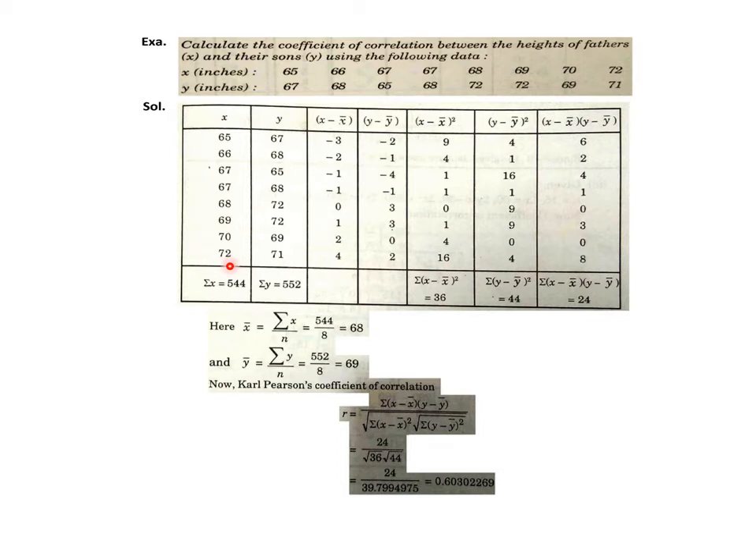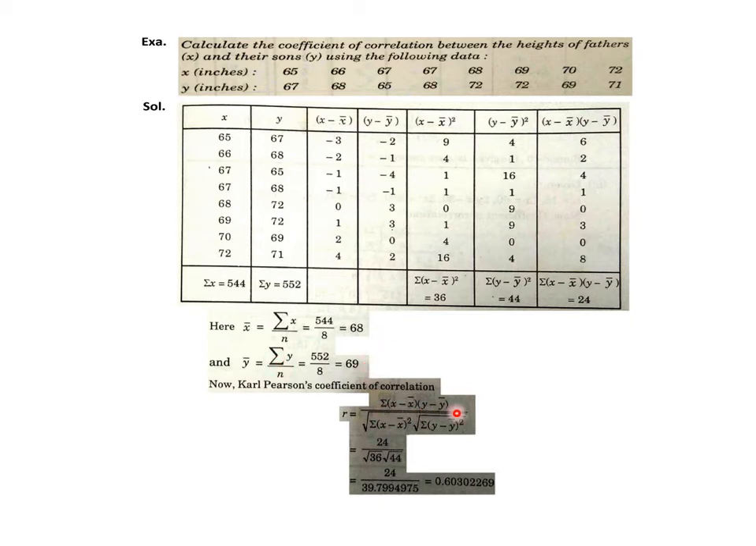Then we have the sum of the first column, sigma x, that is 544, and the sum of the second column, sigma y, that is 552. Dividing sigma x and sigma y by the number of values, small n, which is 8, since there are a total of 8 values of x or y given, 544 by 8 and 552 by 8 are equal to 68 and 69. That is the mean of the x series and the mean of the y series respectively. So x bar and y bar, which we have to use in this formula and table, are 68 and 69.